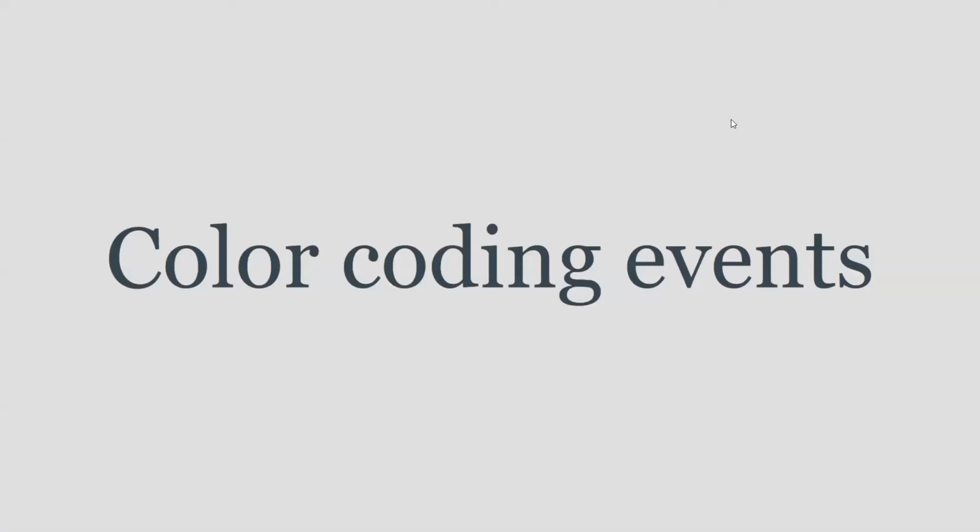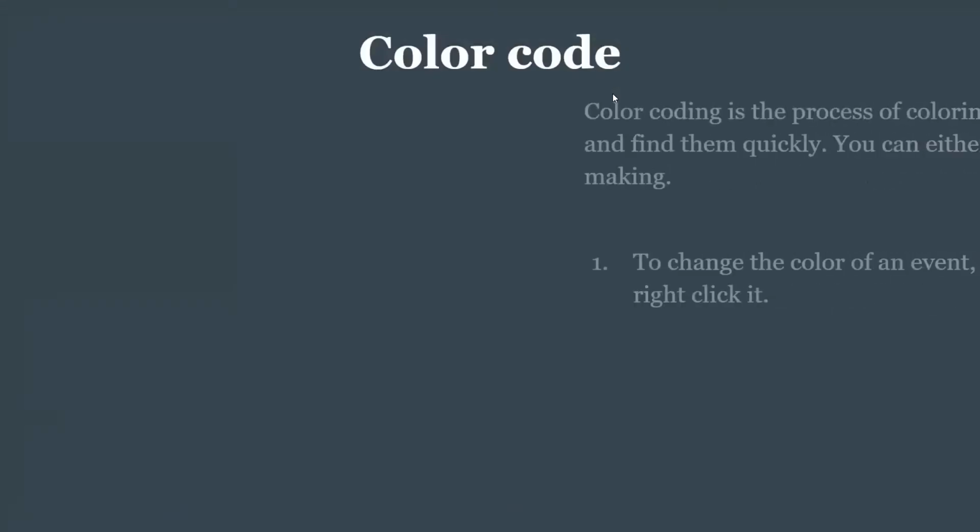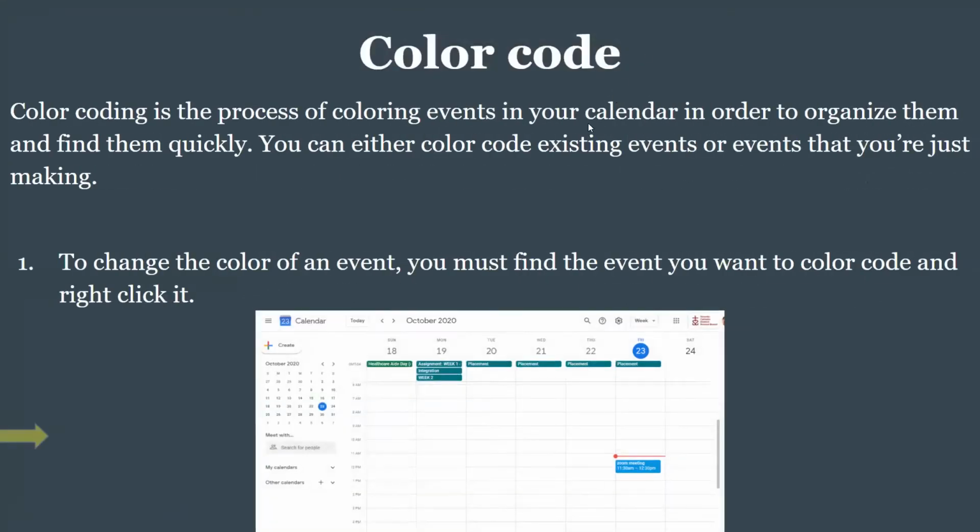Color coding events. Color coding is the process of coloring events in your calendar in order to organize them and find them quickly. You can either color code existing events or events that you're just making. The first step is to change the color of the event.